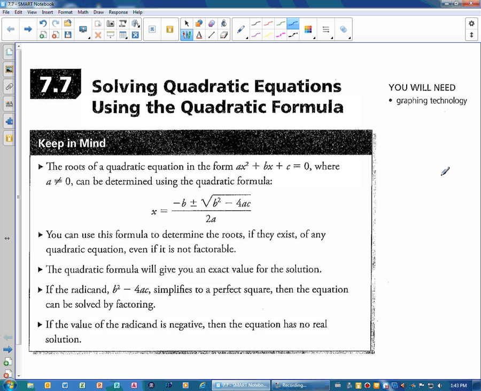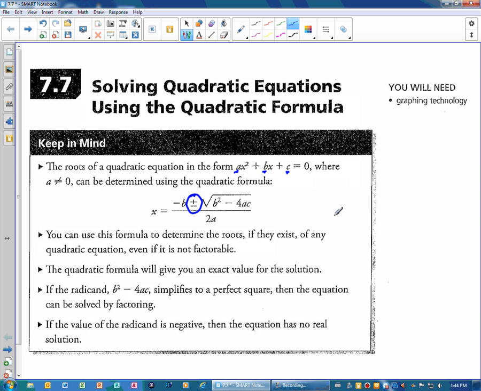So it says the roots of a quadratic equation in the form ax squared plus bx plus c equals 0, as long as a isn't 0, because if a is 0, it would be 0 times x squared, and we no longer would have an x squared. You can determine it by using this quadratic formula. So x equals negative b, plus or minus the root of b squared minus 4ac, all over 2a. This is the a, this is the b, and that's the c in this formula.